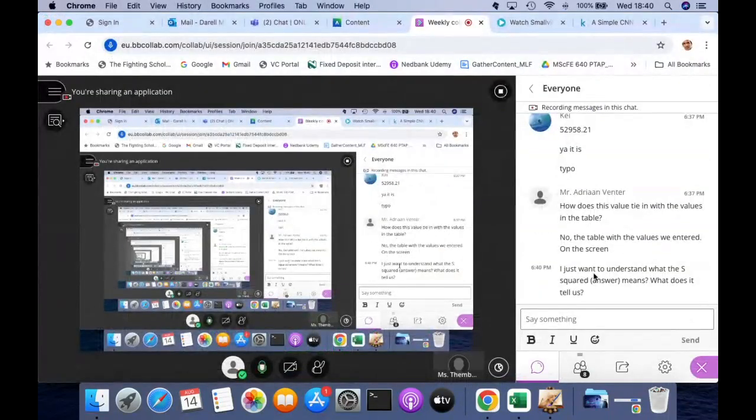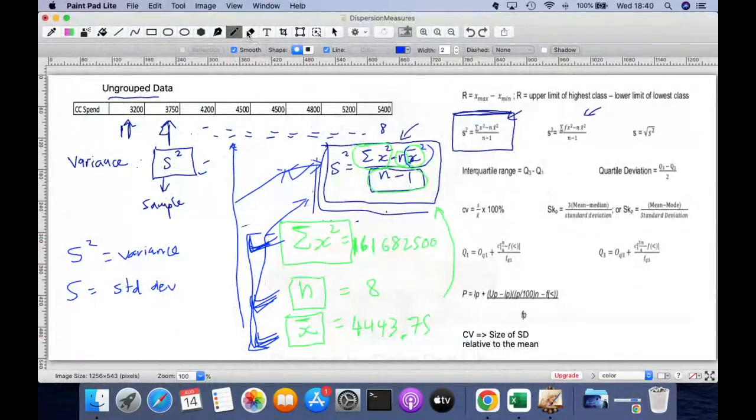Okay, how does it build the table? I want to understand what the S squared answer means. Oh, Adrian, that's what I explained earlier. What does the S squared tell you? Let me do it with the diagram.